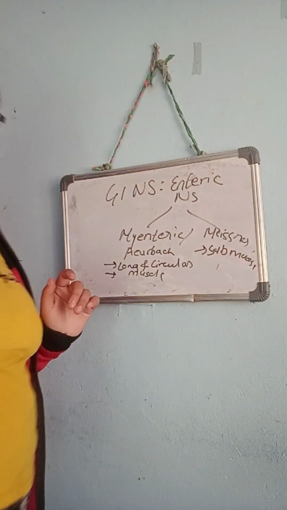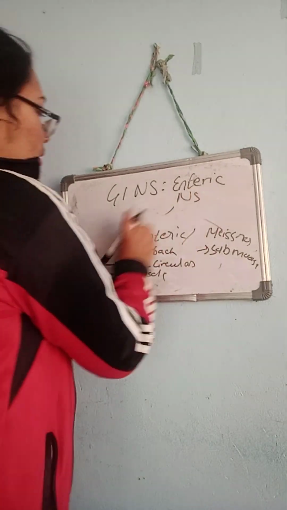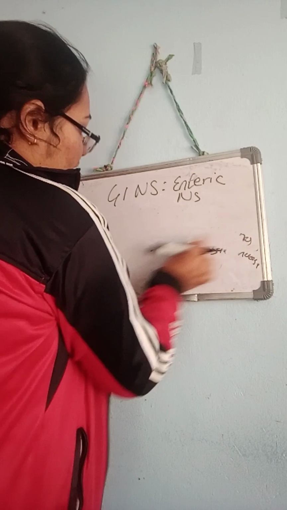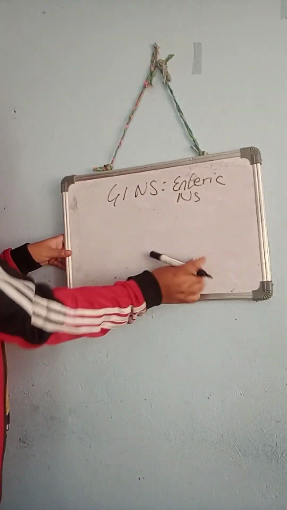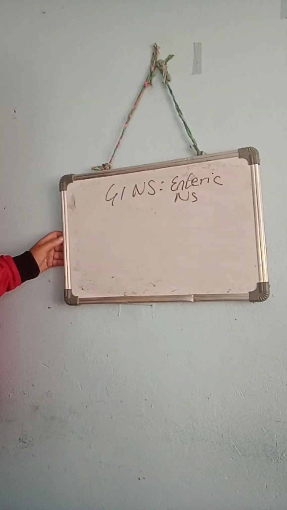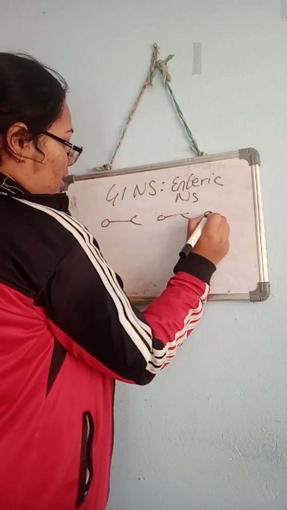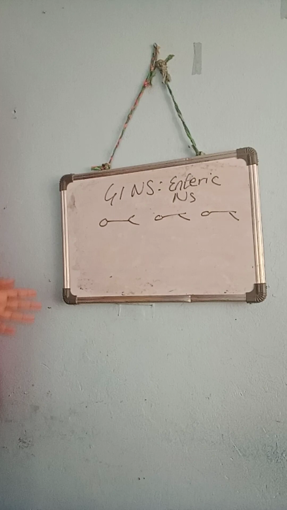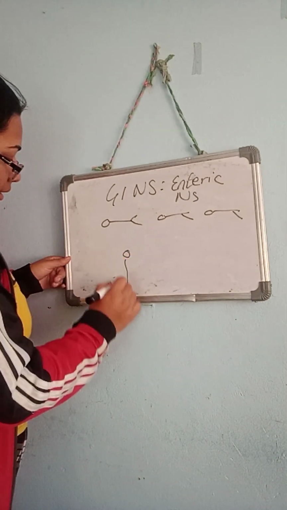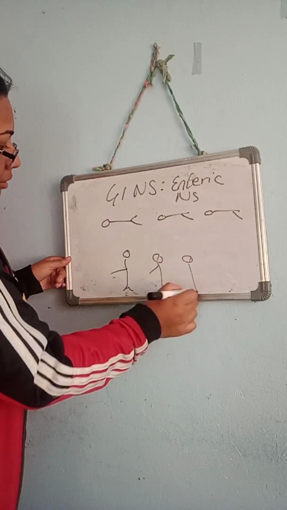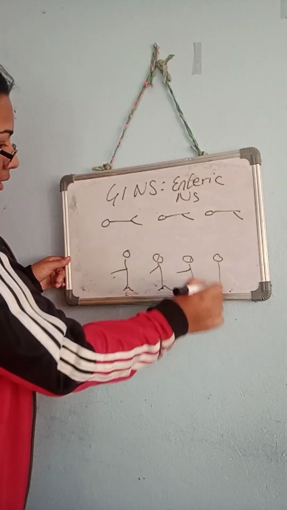Now we know about the location. If we imagine the myenteric and Meissner plexus, in the upper region we have the myenteric or the Auerbach plexus. They can be imagined like this. The Meissner plexus can be imagined like this, in the lower submucosal region.